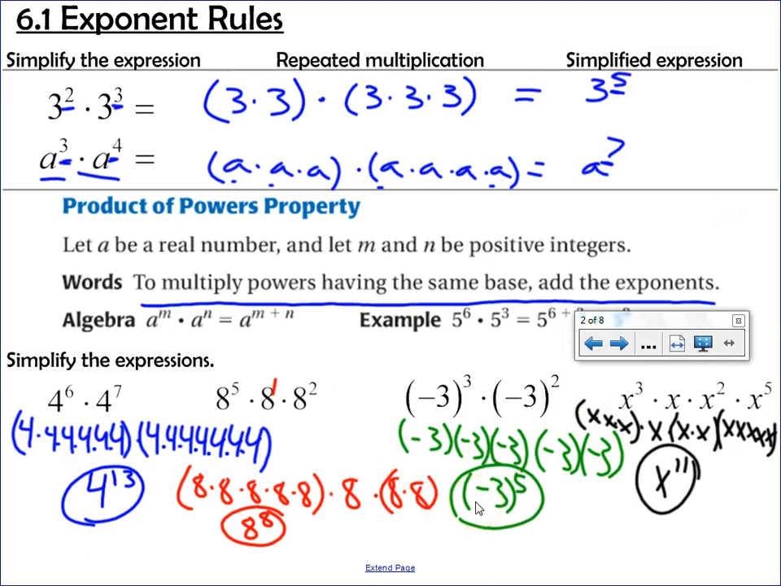Now keep in mind when it's a negative, we want to keep that in parentheses because the quantity negative 3 to the 5th is different from negative 3 to the 5th. This one means a negative 1 times 3 times 3 times 3 times 3 times 3. The one we want means we're multiplying negative 3 by itself. So keep that in mind. And then finally we have x to the third times x squared times x to the fifth gives us x to the 11th.